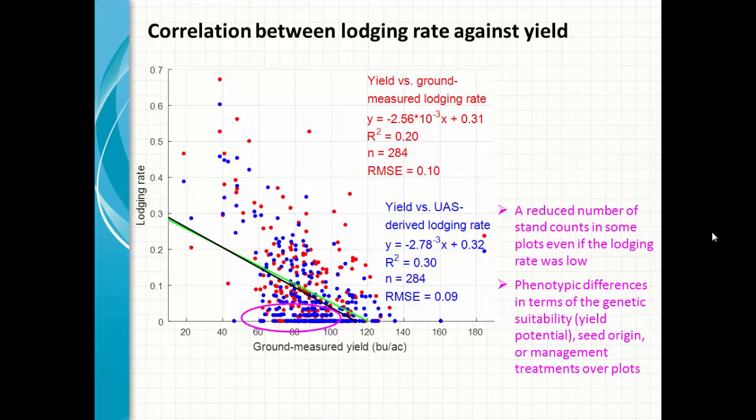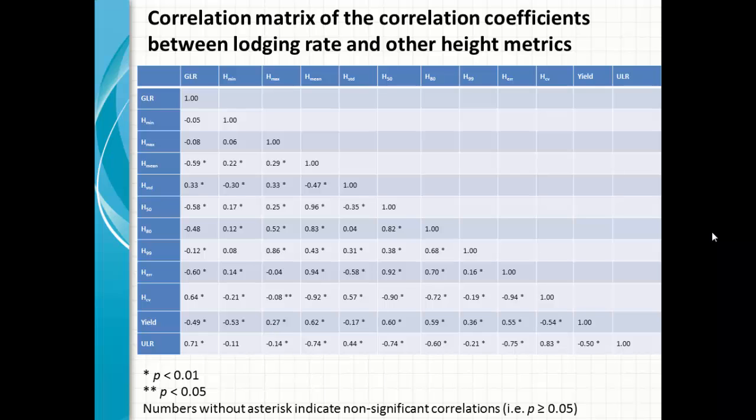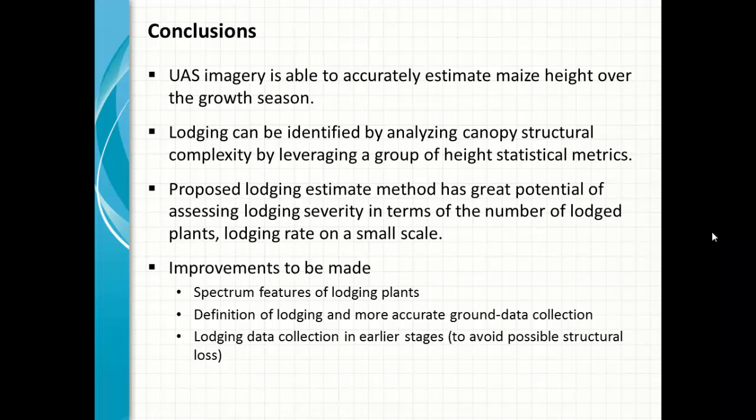To summarize, first, UAS imagery is able to accurately estimate maize height over the growth season. Second, lodging can be identified by analyzing canopy structural anomaly and complexity by leveraging a group of height statistical metrics. And third, the proposed lodging estimation method has great potential for assessing lodging severity in terms of the number of lodged plants and the lodging rate.